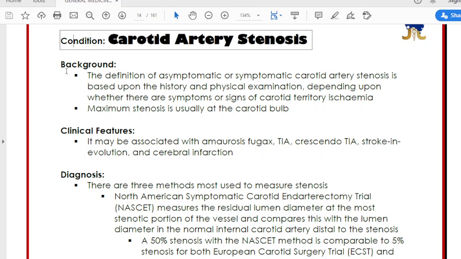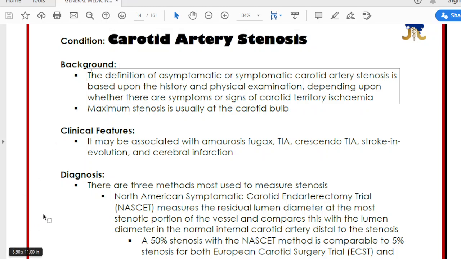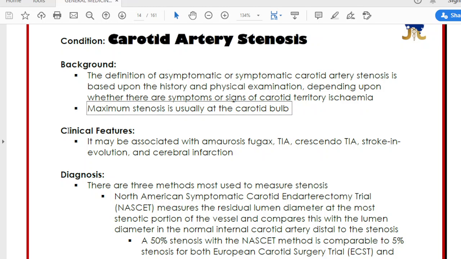Condition: carotid artery stenosis. Background: the definition of asymptomatic or symptomatic carotid artery stenosis is based upon the history and physical examination, depending upon whether there are symptoms or signs of carotid territory ischemia. Maximum stenosis is usually at the carotid bulb. Clinical features: it may be associated with amaurosis fugax, TIA, crescendo TIA, stroke in evolution, and cerebral infarction.